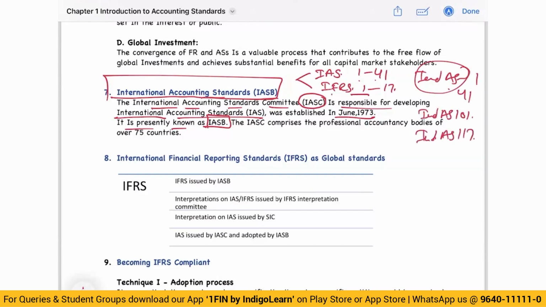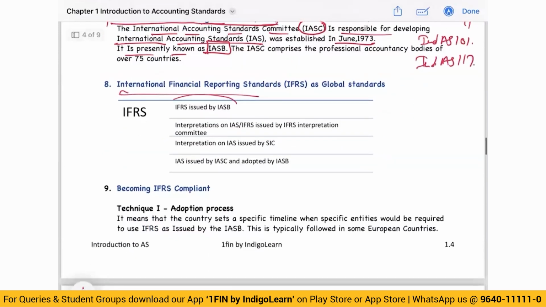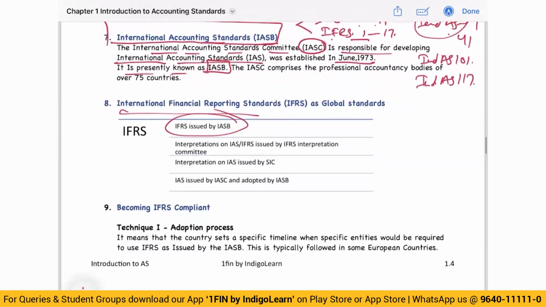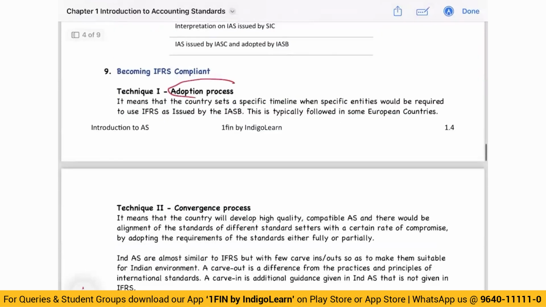Okay. Now, what are IFRS? IFRS are issued by the International Accounting Standards Board. These are the standards which are globally adopted. Now, some countries directly adopt International Financial Reporting Standards. For example, you go to the UK, other European countries, they take it as it is, IFRS.